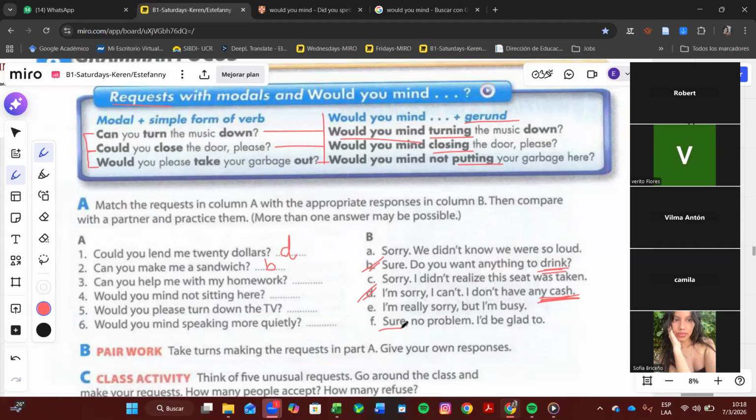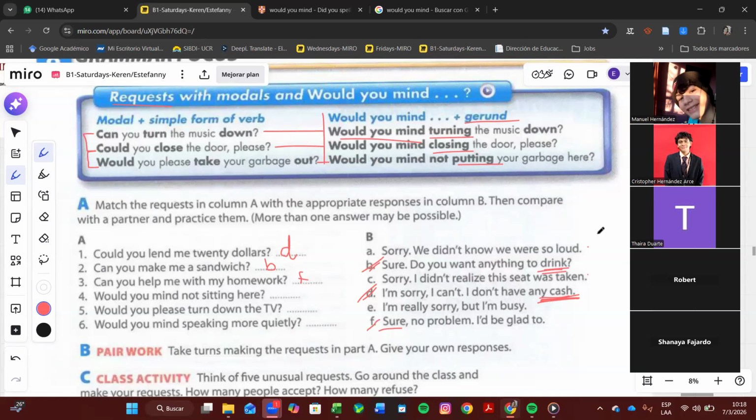Okay, here we have different options, maybe. I'm sorry, but I am busy. Sorry, I didn't realize. Well, this one is not that one. Sorry, we didn't know we were so loud. Not that one either. So, okay, Vero F, let's say. Okay, what about the fourth one?